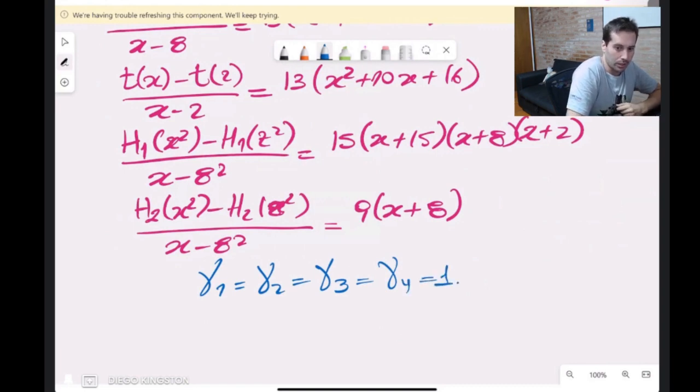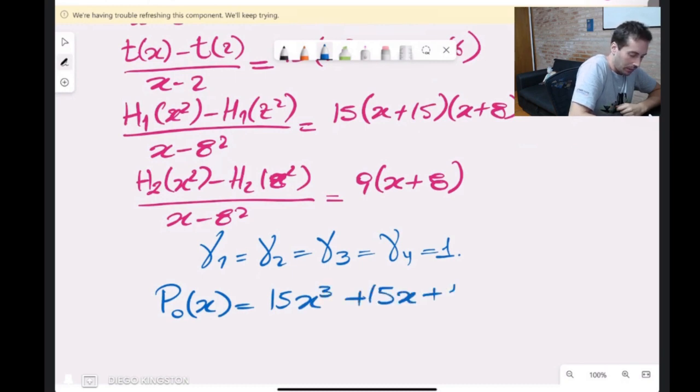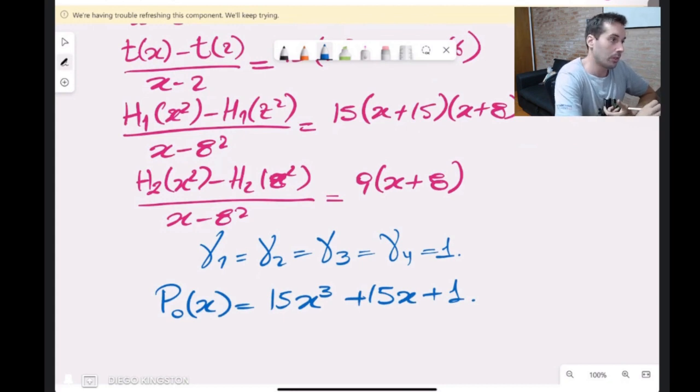And so the decomposition polynomial P0 of x is simply 15x cubed plus 15x plus 1. And so now the prover has to convince the verifier that this is indeed a polynomial. And what we will do instead of proving that this is a polynomial is that we're going to show that this function is close to a low-degree polynomial.